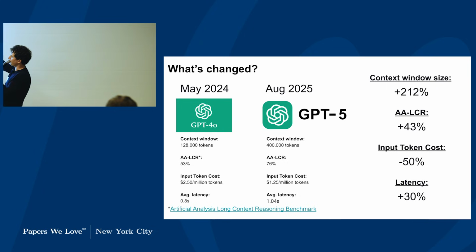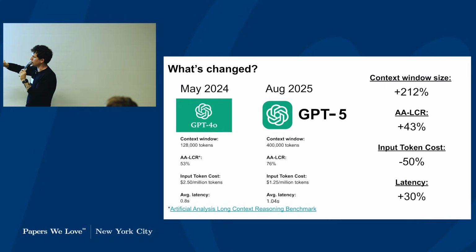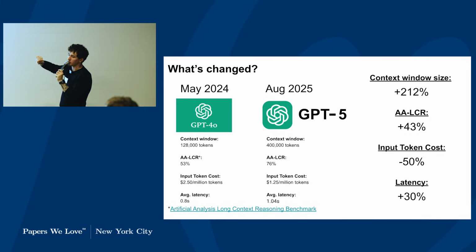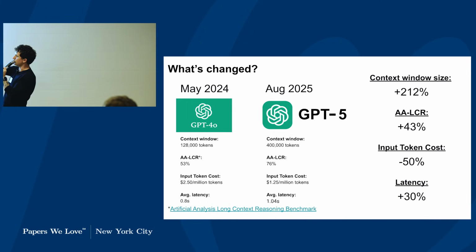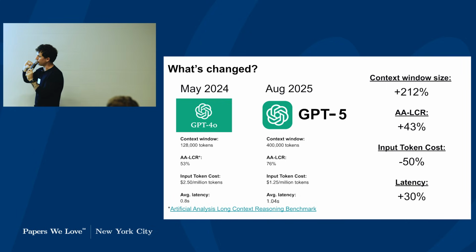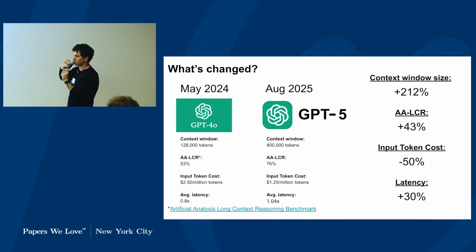But GPT-5 has a context window of 400,000 tokens. On that same LCR benchmark, it scores 76%. We get an input token cost that is half the $2.50. We're down to $1.25, and our average latency is not much more at 1.04 seconds.